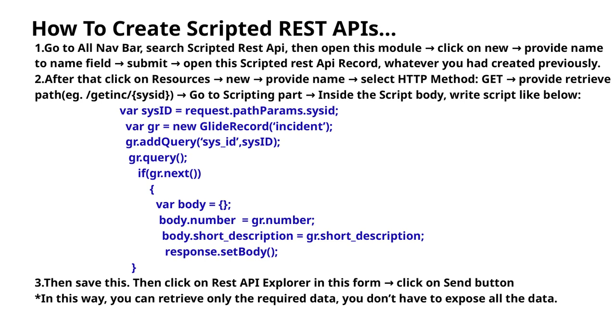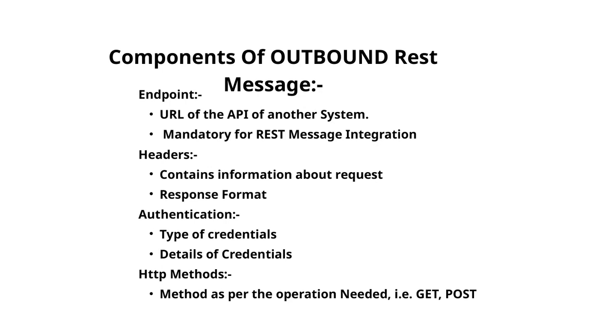This approach allows you to retrieve only the specific data you need, rather than exposing all incident information, which is key for security and efficiency. Remember, this method gives you control over what data is exposed, making your API more secure and tailored to your application's needs. All right, let's dive into the components of an outbound REST message.